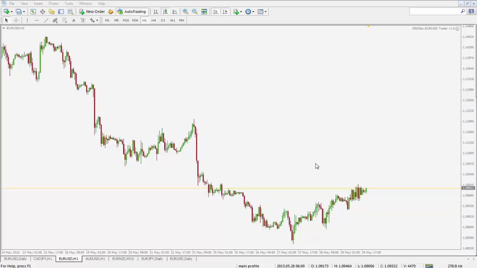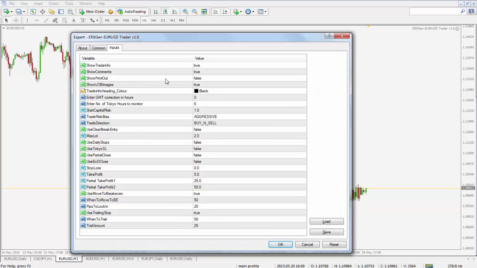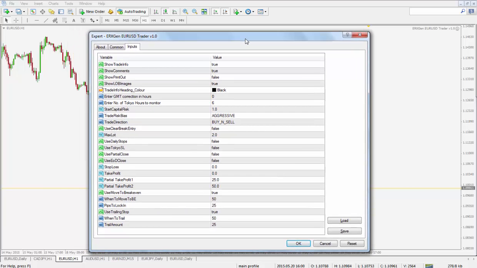Welcome to the installation guide for the ERXGen Breakout System Euro USD Trader. We hit F7. That opens up the settings window for the expert advisor.